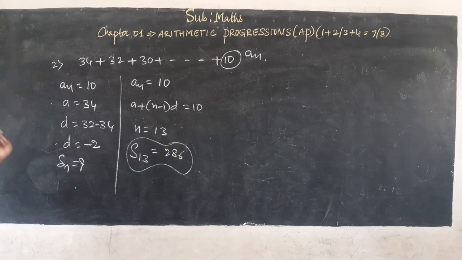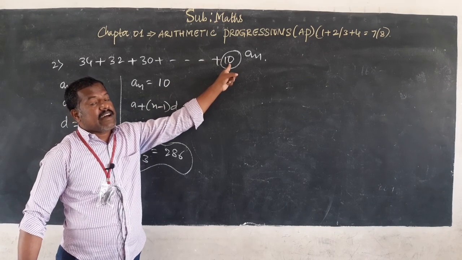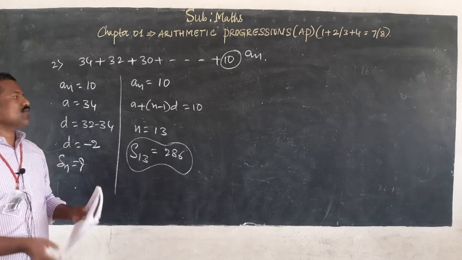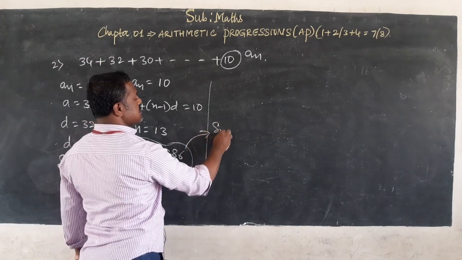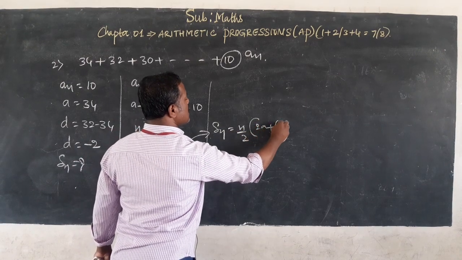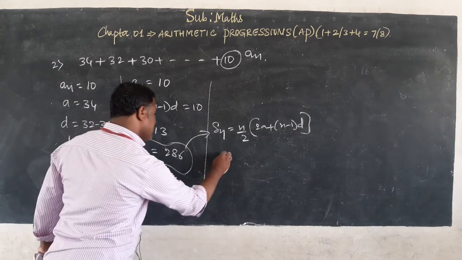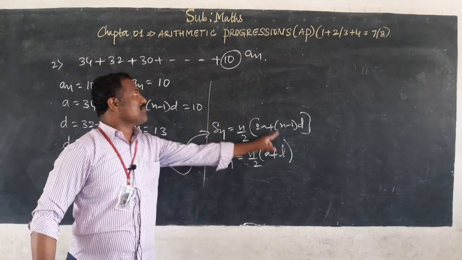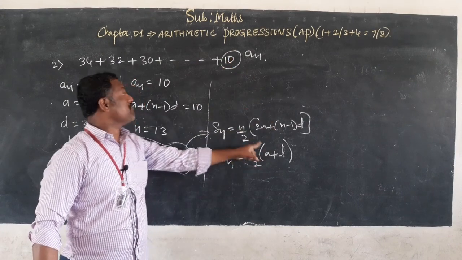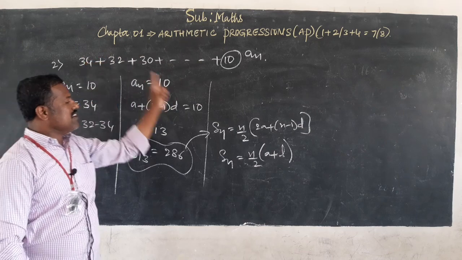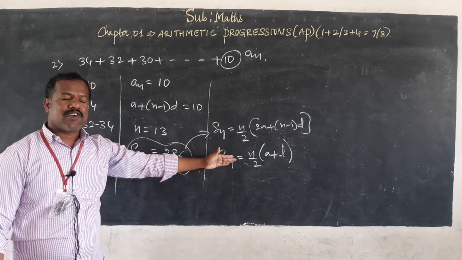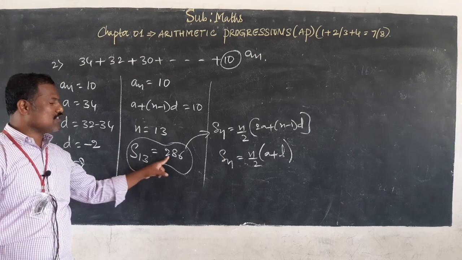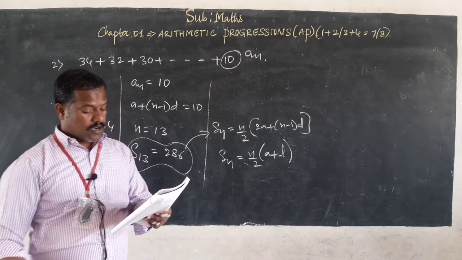Simple. Take the a value, take the d value. Using 10 as the last term, or a, if you find the n value, then after the n value, S13, that is Sn, is equal to, use the formula. Understand, children? Sn is equal to n by 2, open the bracket, 2a plus of n minus 1 into d. Or Sn is equal to n by 2 into a plus l. Because the last term is 10, the first term is 34, n value is 13. Use whichever formula you need, you will get the answer correctly, that is S13 is equal to 286, children. Now let me explain the third problem.